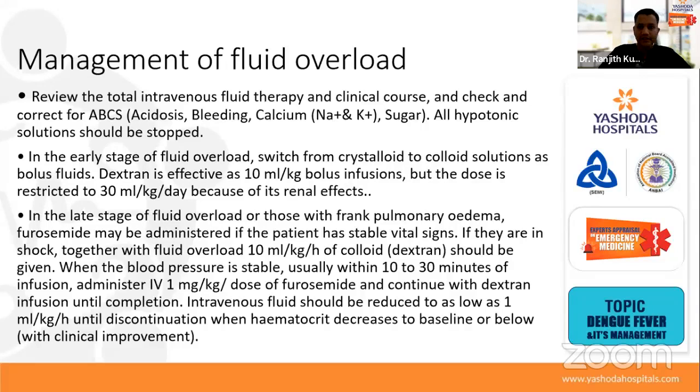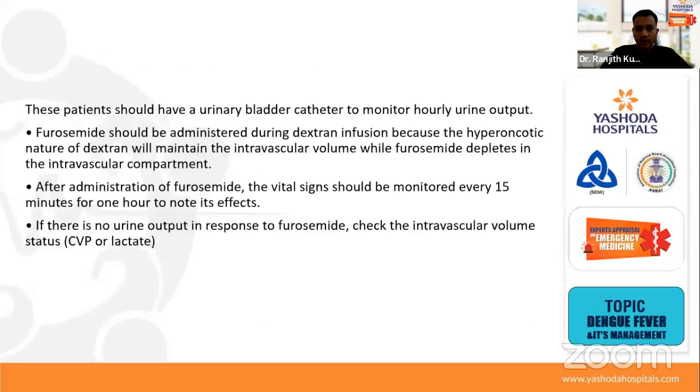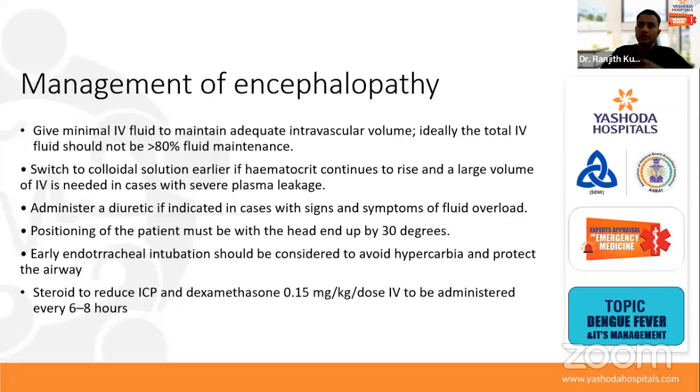If the initial IV fluid boluses which we have discussed, 10 to 20 ml per kg, are initially given and the patient has not improved, we can give dextran or colloids usually. Along with this, a diuretic is usually given, because hyperosmolar colloid draws fluid from the third space, and diuretics help in reducing the intravascular volume.